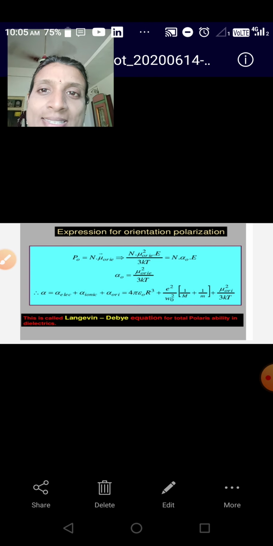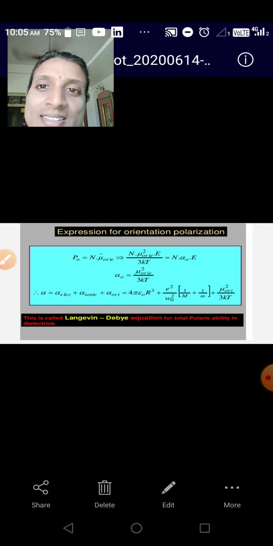So this is the relation for orientation polarization. P_o, the orientation polarization for n molecules, is n mu, where mu is the dipole moment of the molecule. It is represented by n mu square E by 3 kT, where k is the Boltzmann constant and T is the absolute temperature. By substituting the relation, we get n alpha naught E. So orientation polarizability is represented by mu square by 3 kT.